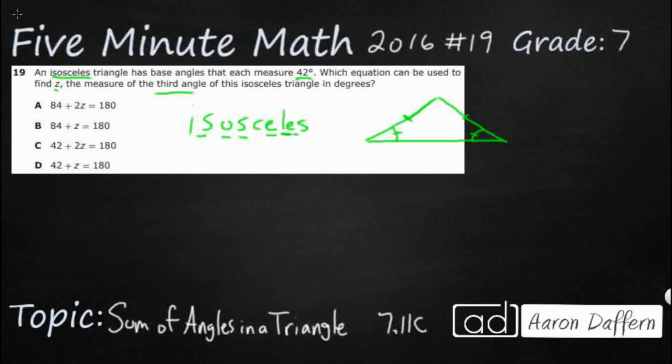So they give us these angles right here. So this is 42 degrees. Let's just pretend I drew it proportionally. And we are looking for this third measure right here, z. So we've got a few different ways that we could solve this, because we're not just looking for z. We're looking for the equation that can be used to find z. And so let's first understand how many degrees are in a triangle, because we have to know the sum of the angles in this triangle here.